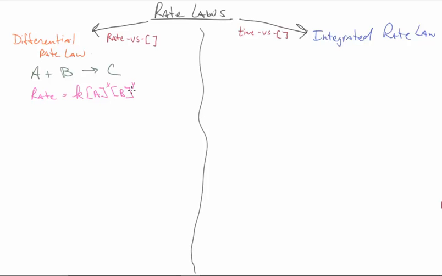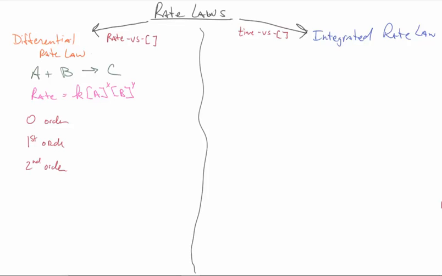Now, there are three different scenarios that we're going to be working with: zero order, first order, and second order. Zero order: changing the concentration does not affect rate. That's what you want to get down. First order: changing concentration is a proportional rate change. And second order: changing concentration is an exponential rate change.